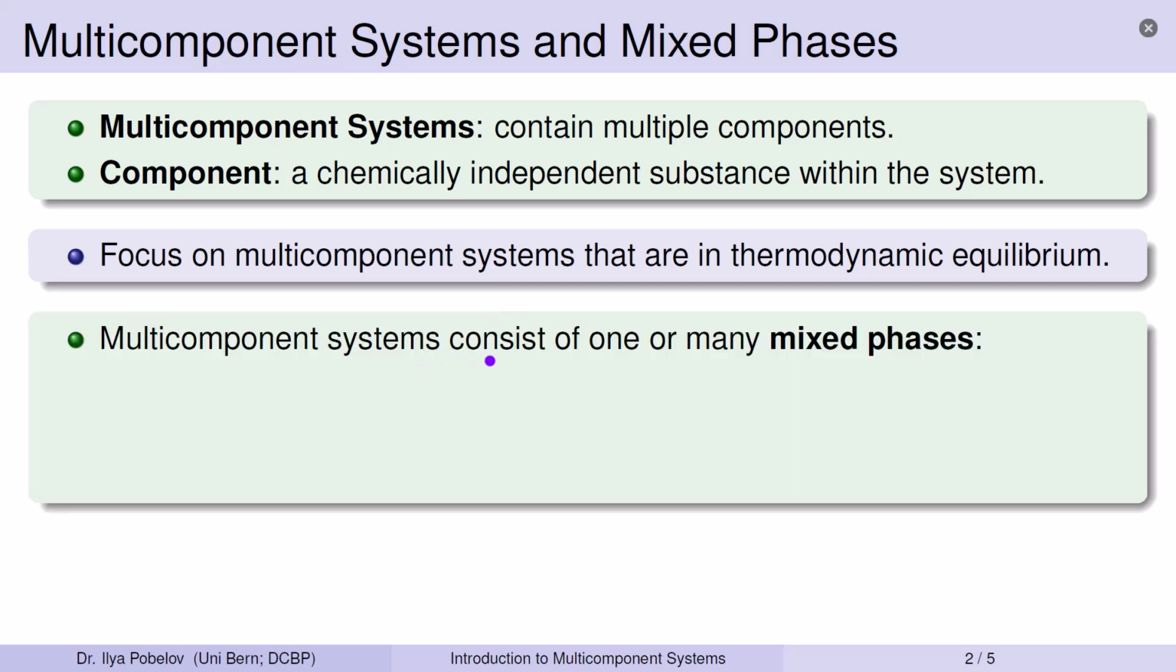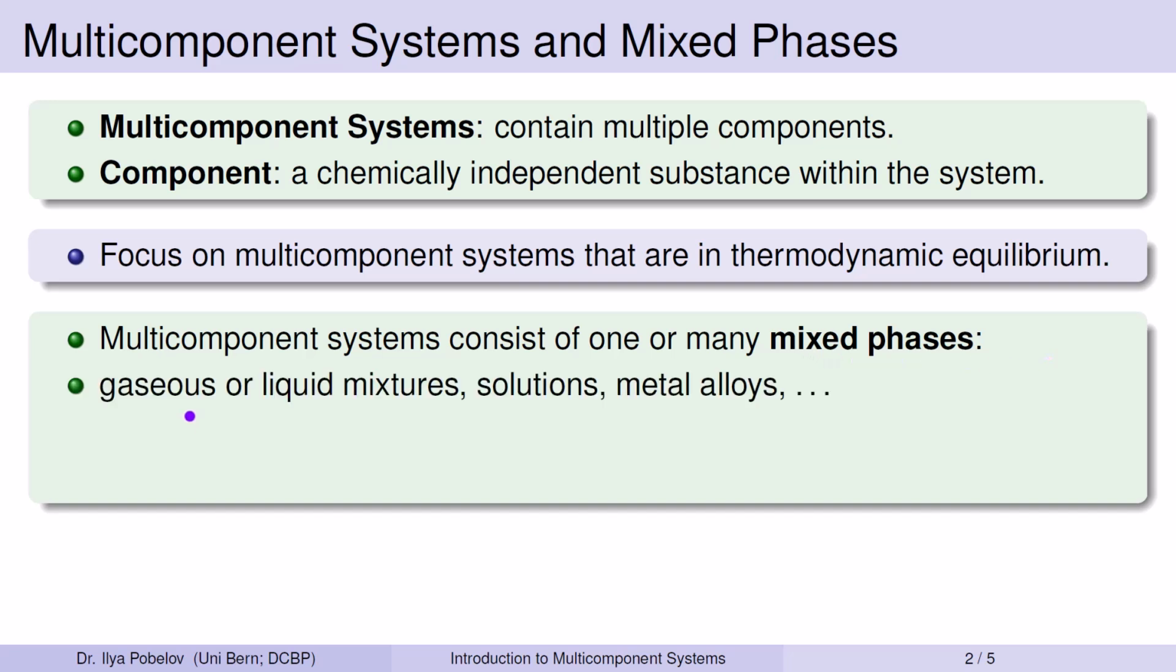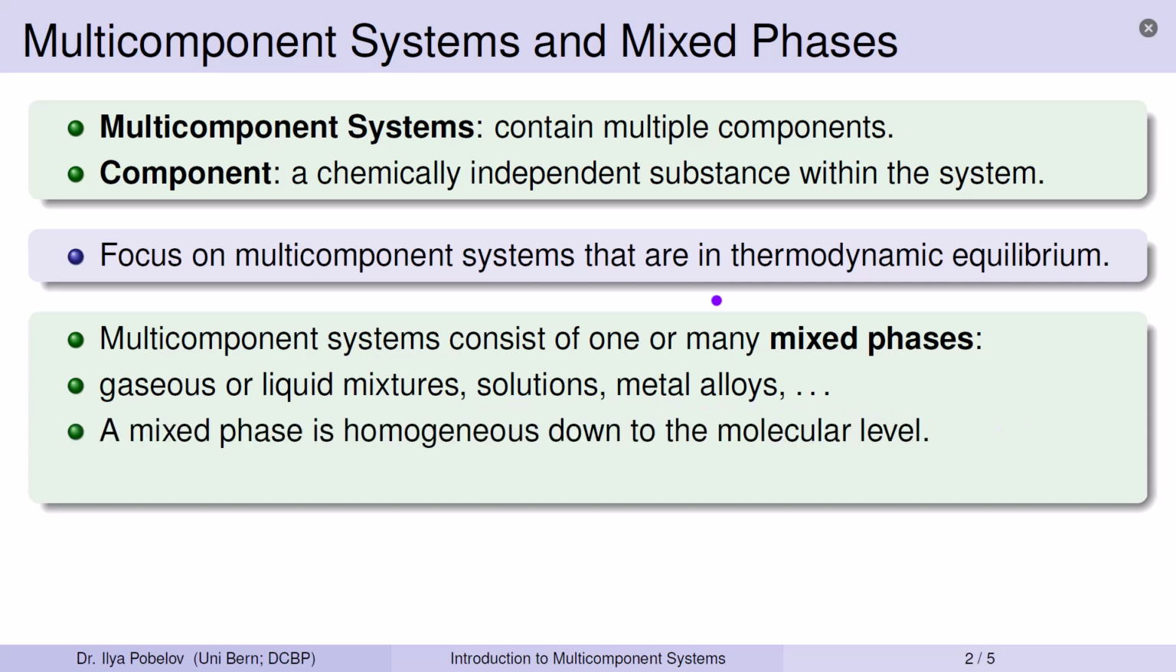A multi-component system consists of one or many mixed phases. Such phases are referred to by various names: gaseous or liquid mixtures of substances, solutions, and even metal alloys, to name a few. A defining characteristic of a mixed phase is its homogeneity.